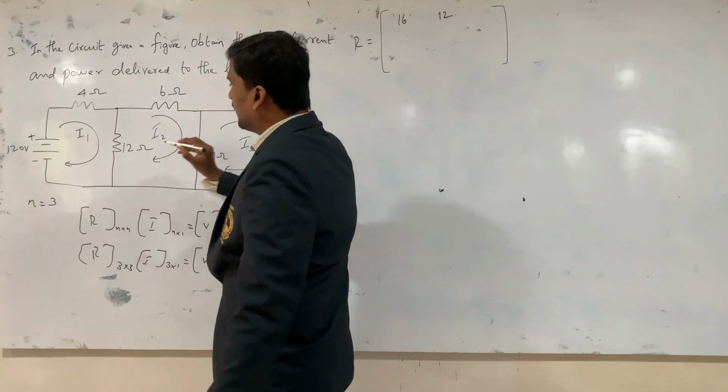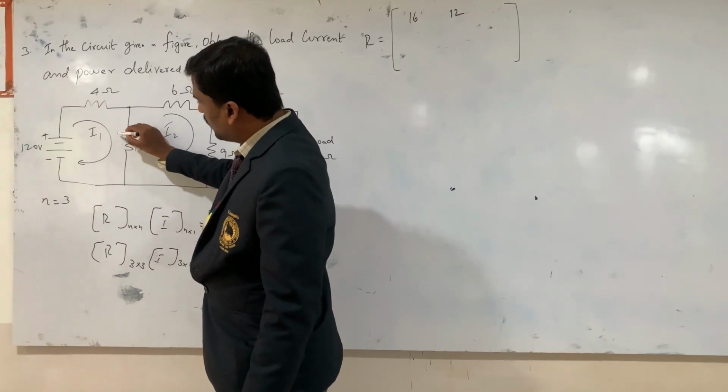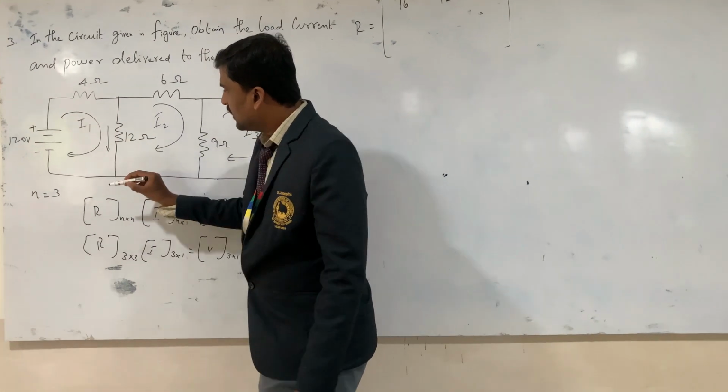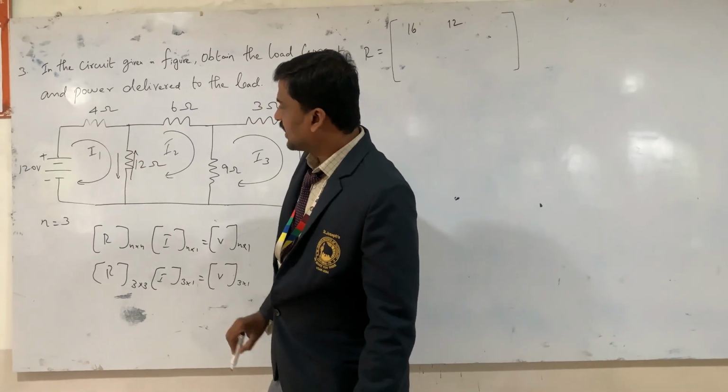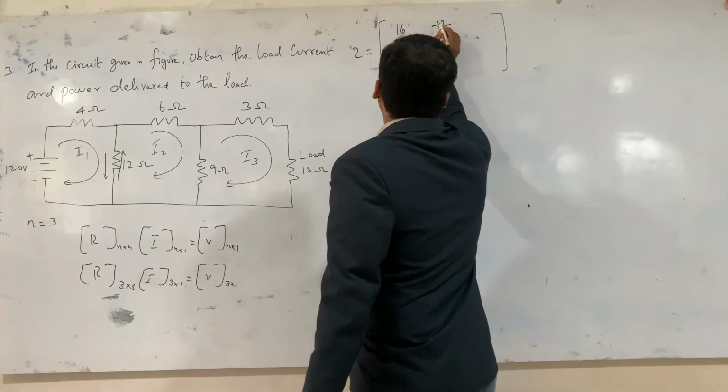And we see the direction of current. Here I1 flows from top to down, and I2 is flowing from down to upward direction. So here it is minus.